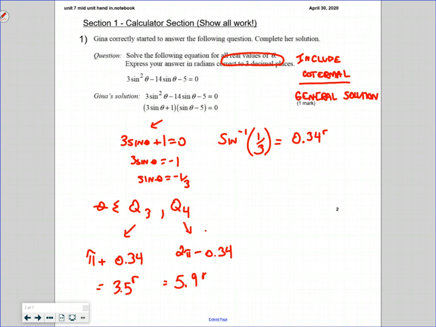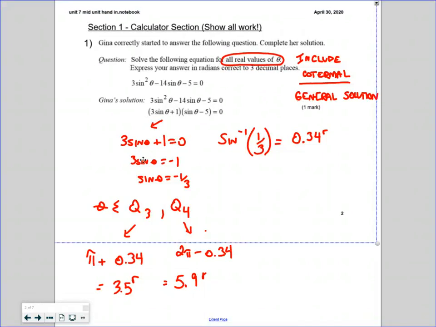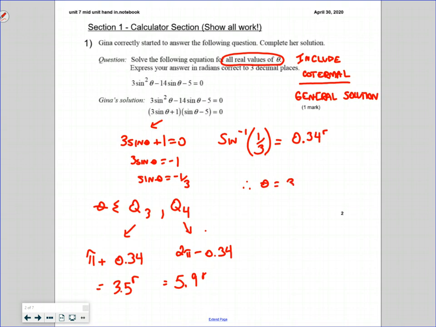Those are the 2 answers if I had a question with a search area between 0 and 2 pi, but this question had all real values. So one answer is 3.5, but to get all the answers at that same location, you have to add 2 pi to that. Therefore we say theta equals 3.5 radians plus 2 pi k, where k is an integer. That will get all its coterminal angles. And also at 5.9 radians, we do the same.